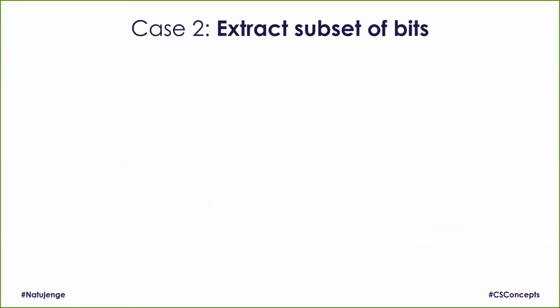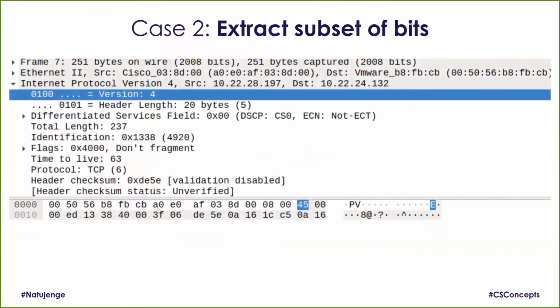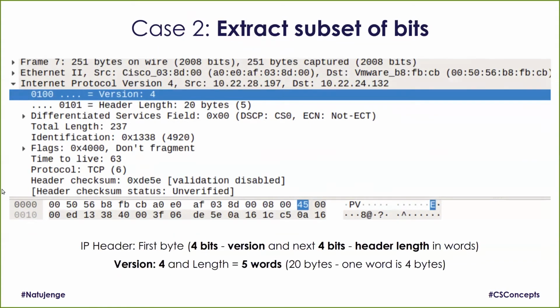The second part: how do you extract a subset of bits? Not a flag now, but a subset of bits, and make sense out of them. I'll use the IP header, Internet Protocol, another protocol. In the IP header, the first byte, the first 8 bits, represent 2 different parameters. The first 4 bits represent the version, and the next 4 bits represent the header length in words. Don't worry about words, we'll clarify that.